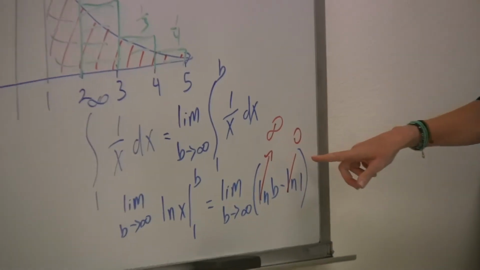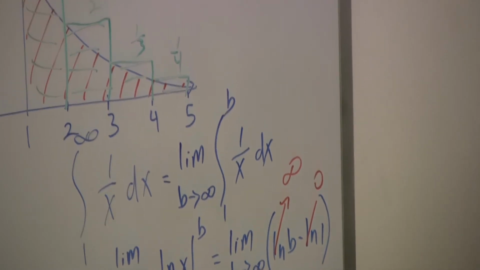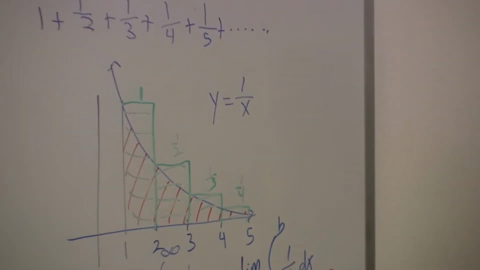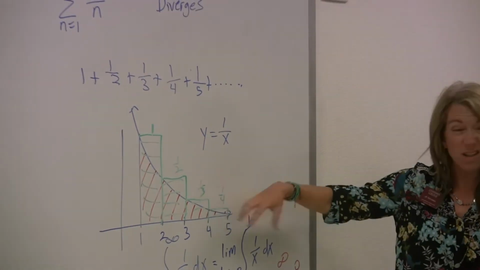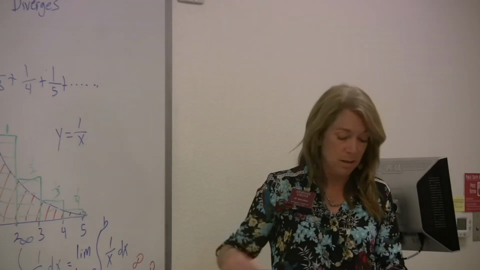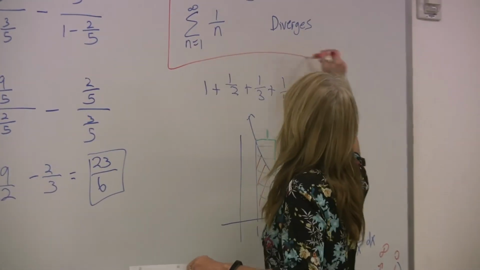The red one goes to infinity. The red area is infinitely large. So what does the green area have to be? Infinitely large, even bigger, an even bigger infinitely large number, right? So because the areas of these green ones are larger than something that's infinite, that is why the harmonic series diverges.